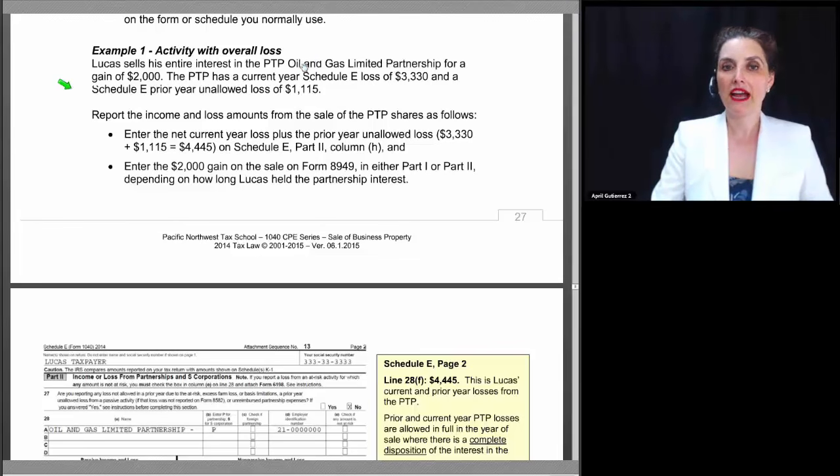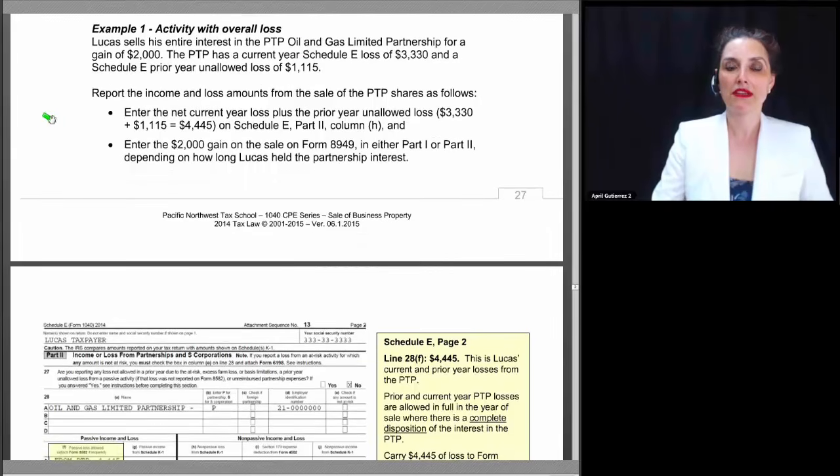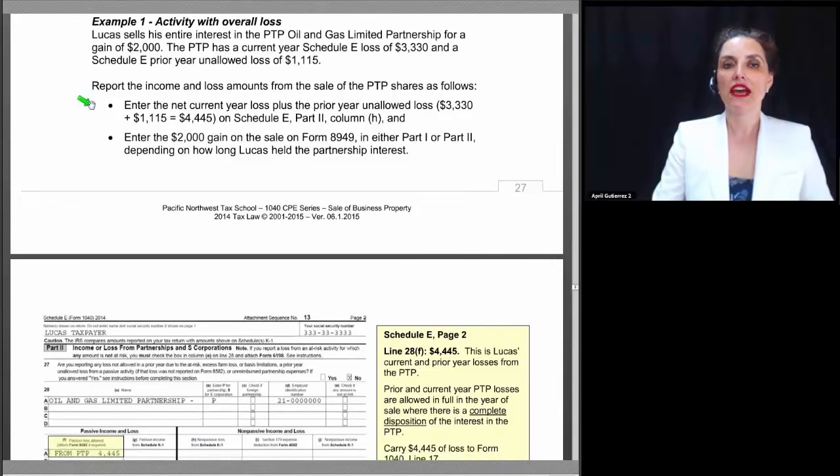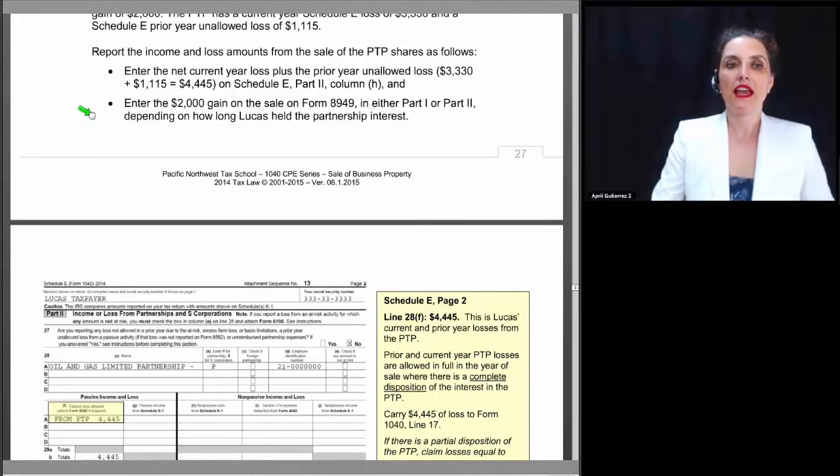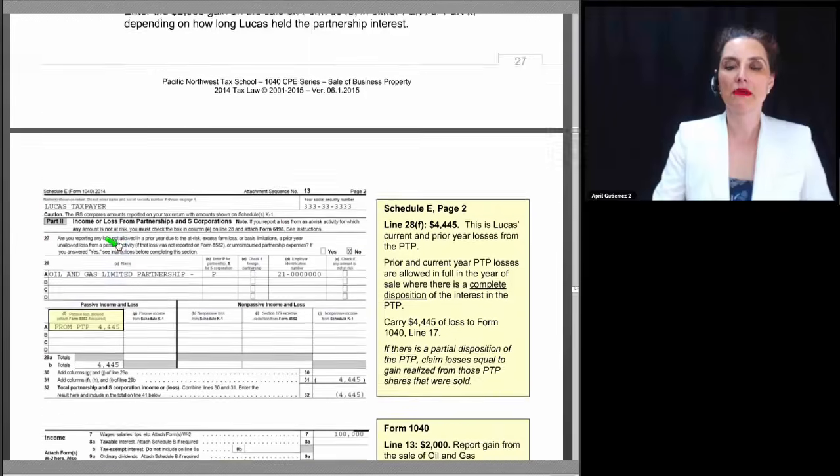So you're going to add those two numbers together to get the total loss that he has from that particular PTP. You're going to report income and loss amounts from the sale of the PTP shares as follows. You enter the net current year loss plus the prior year unallowed loss to get $4,545, and you're going to enter that on Schedule E in Part 2 in Column H as a non-passive loss. And then enter the $2,000 gain on the sale on Form 8949 in either Part 1 or Part 2, depending on how long Lucas held the partnership.